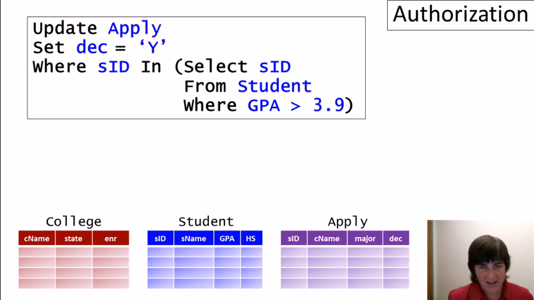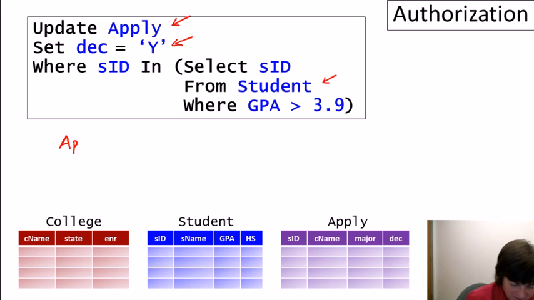We'll be using the standard college admissions sample database that we've used in other videos. The schema is shown here at the bottom. Let's suppose we have a user who wants to issue the update command shown. They want to find students whose GPA is greater than 3.9, and if those students have applied anywhere, they want to update the application record and set the decision to be yes. So let's look at what privileges would be needed by the user to execute this command.